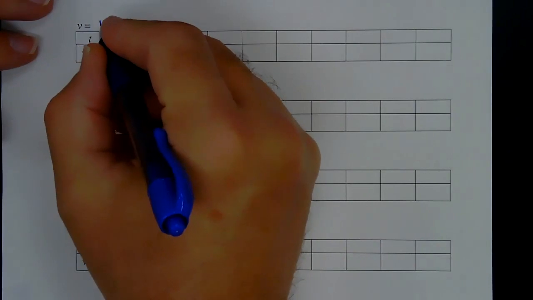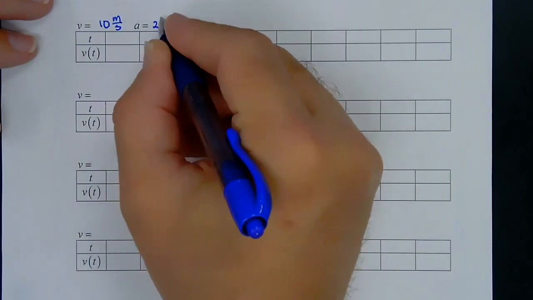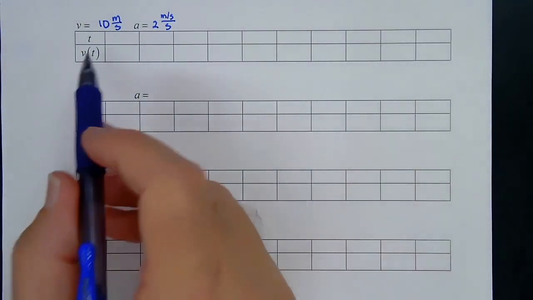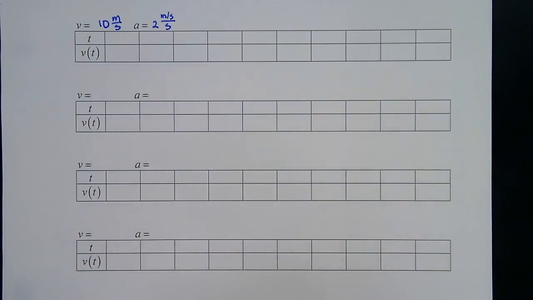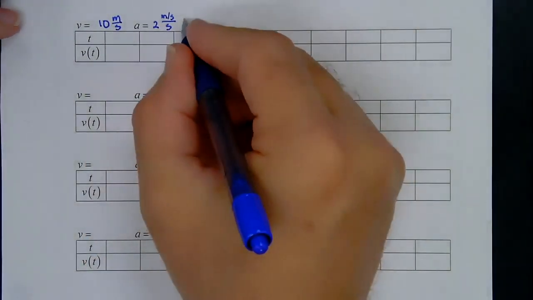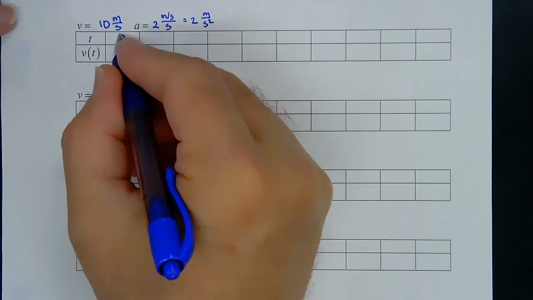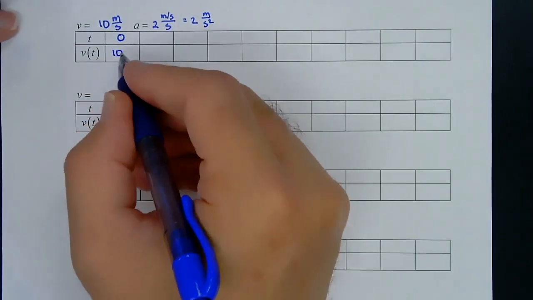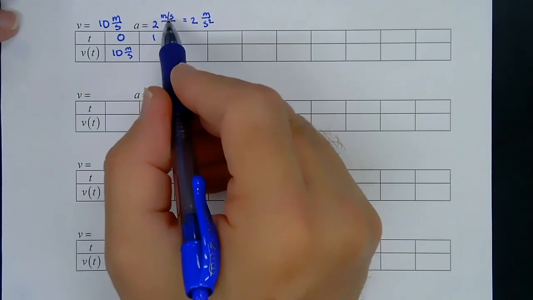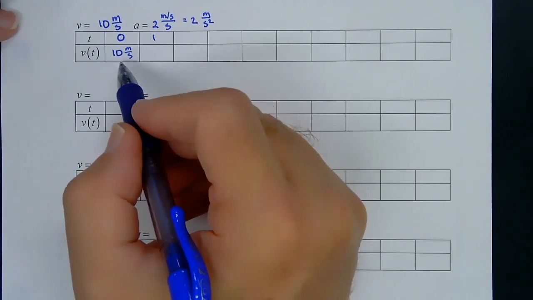So let's say we start out with a velocity of 10 meters per second. And let's have an acceleration of 2 meters per second. So what that means, every second, this velocity is going to go up 2 meters per second. So this could also be written as 2 meters per second squared, okay? They're interchangeable. So at time 0, we already know the velocity is 10 meters per second, okay? 1 second later, because the acceleration is 2 meters per second, that's going to cause this 10 meters per second to go up by 2.